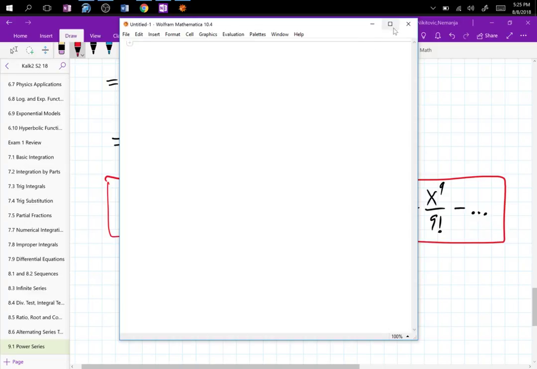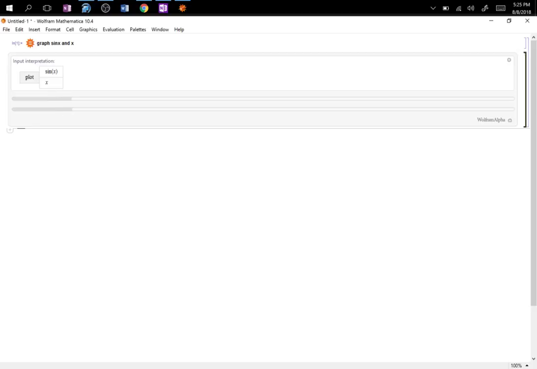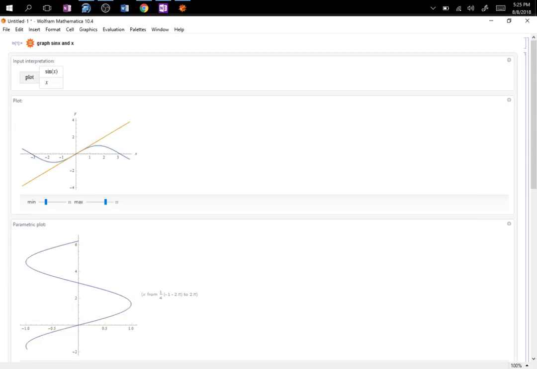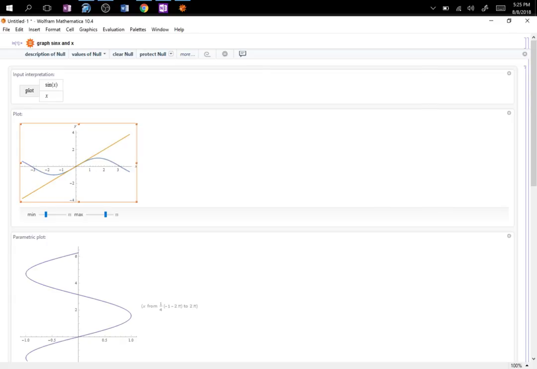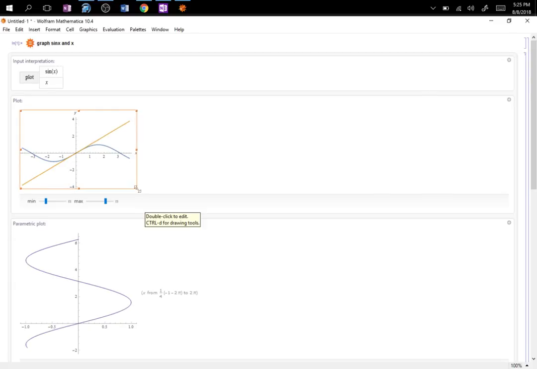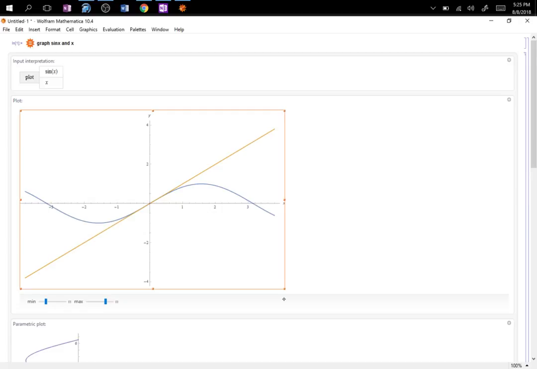All right, guys, so once you fire up Mathematica, you go to the little plus over here, and then you can put in the Wolfram Alpha query, and then you say graph. I'm just going to say graph sine x and x. I'm just going to graph those two functions. And there it is. It says plot sine x and x. And a good thing about having this on the computer is that I can enlarge this. And there we go.